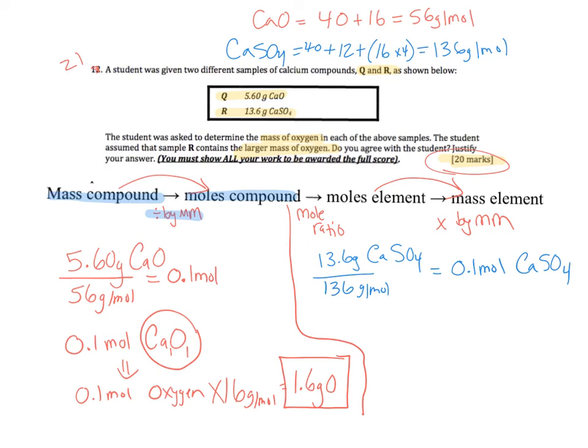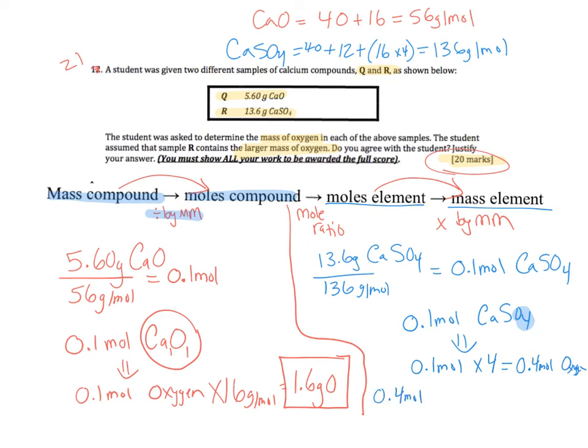Now I have 0.1 mole CaSO4. Now I want to know how much oxygen is in there. So 0.1 mole CaSO4, how much O is there going to be? So there are 4 O's. So 4 times as much. So I'm going to do 0.1 mole, and there's going to be 4 times as much O. So there's going to be 0.4 moles oxygen. And now I have the last step. I have to change the mole element to mass element, multiply by the molar mass. That's easy. So I have 0.4 moles oxygen. I'm going to multiply it by the molar mass of oxygen, which is 16. I'm going to end up with 6.4 grams oxygen.